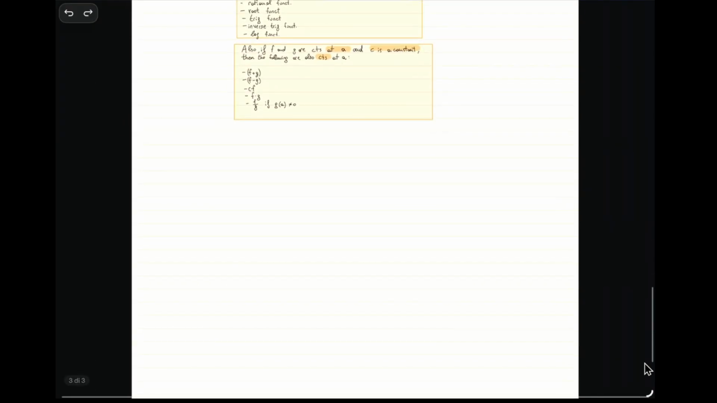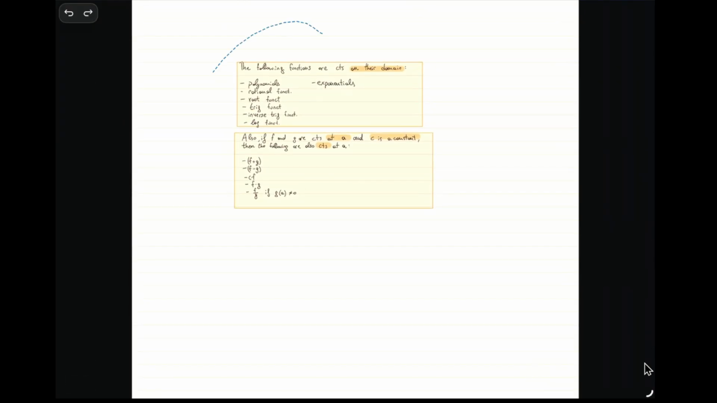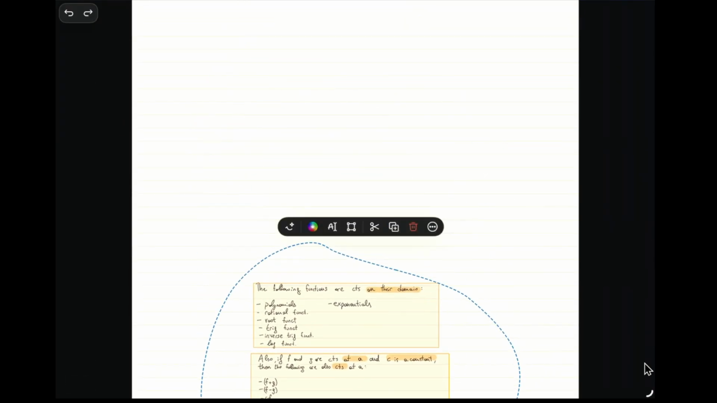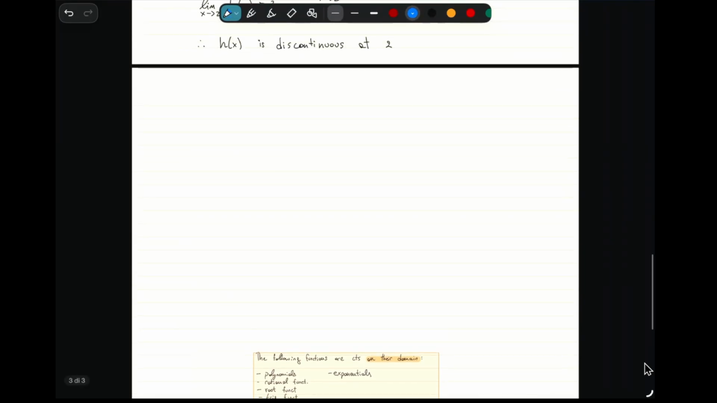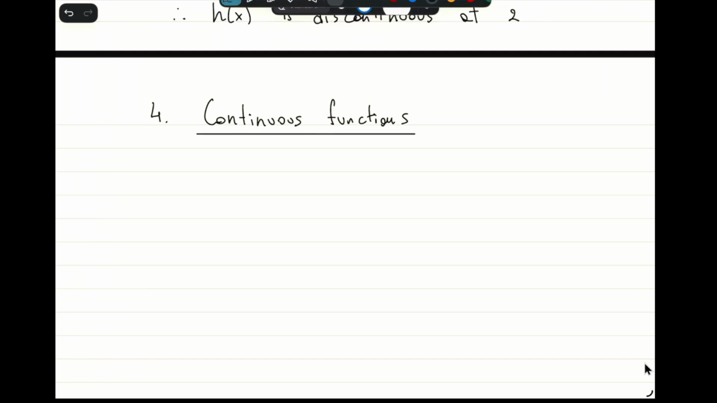Okay, so here I got to the part. I got too early to this. I should have probably put another page, but it's actually perfect because we move on, and our section 4 is continuous functions. So this is a pretty useful section.